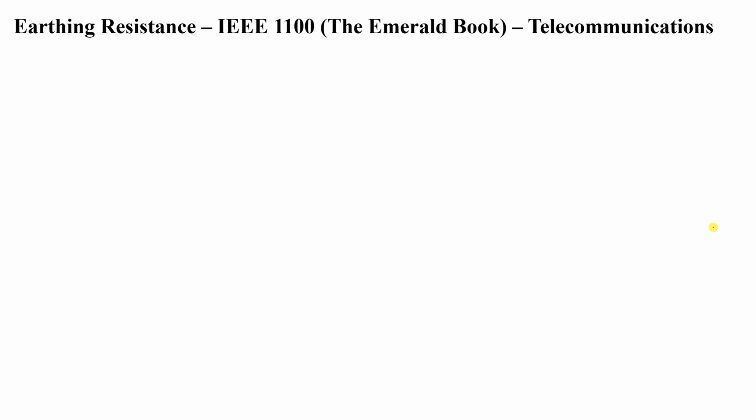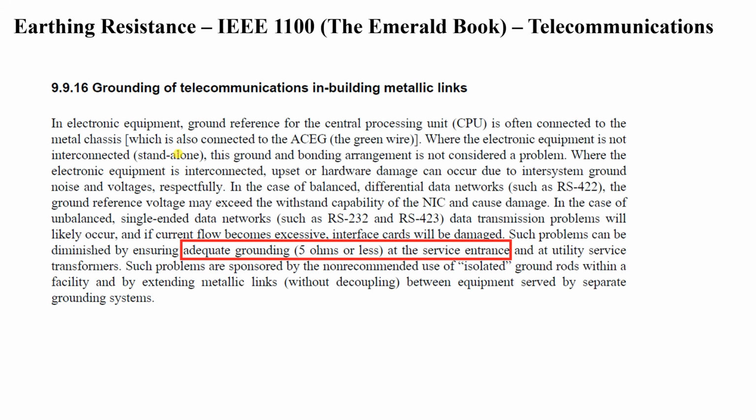Now for the telecommunication systems in IEEE, the 1100 or the Emerald book, it tells you that here adequate grounding of 5 ohm or less at the service entrance. This is for the telecommunication systems. Okay, adequate grounding 5 ohm or less. So RG less than 5 ohm. However, what you will find is that this actually is for a certain type of telecommunication systems. So let me show you what I mean.